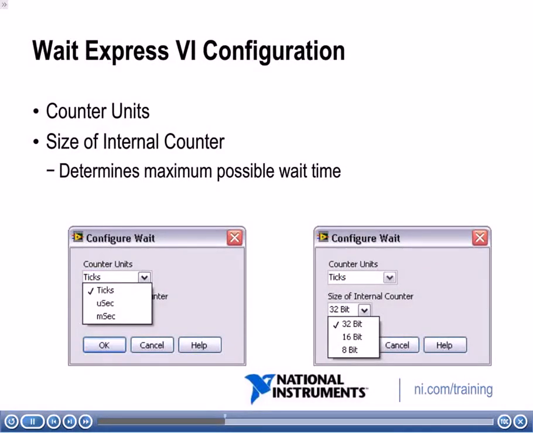So in this slide, we see how we can configure the Wait Express VI. If you were to double click that Wait Express VI, we would get a pretty familiar looking dialog. The first thing you want to do here is figure out what units you want to use for the wait. Do you want to use ticks, microseconds, or milliseconds? And then after you determine that, you have to figure out the size of the internal counter. The internal counter determines the maximum wait that you can define for that particular function. So if you want very big numbers, then you want to use 32-bit. If your numbers are going to be smaller, for example, between 0 and 255, then you can use 8-bit.